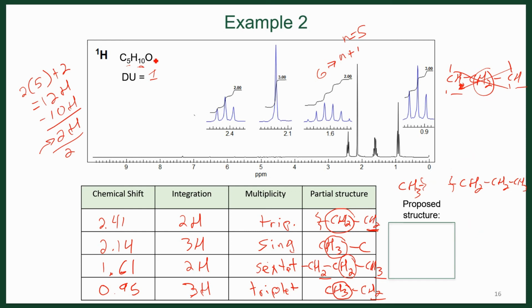And then what we haven't accounted for is our oxygen. All right, so the only thing that we have remaining here is our carbon and our oxygen associated with this. And so we have this carbonyl unit that likely is the link here to put these 2 partial structures together. And so what we end up with here is 2-pentanone as our proposed structure that fits our NMR data.